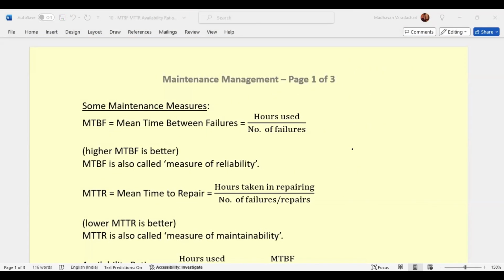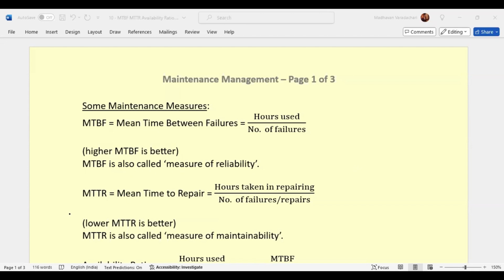In this, we will understand some of the maintenance related measures or metrics. One is MTBF, which we already saw in the previous problem, how it is measured. We need to know how many hours are used, and then number of failures. That will give you the mean time between failures. Since it is mean time between failures, higher is better, means higher MTBF is always considered to be better for a particular machine or a particular product. We can also call this MTBF as measure of reliability.